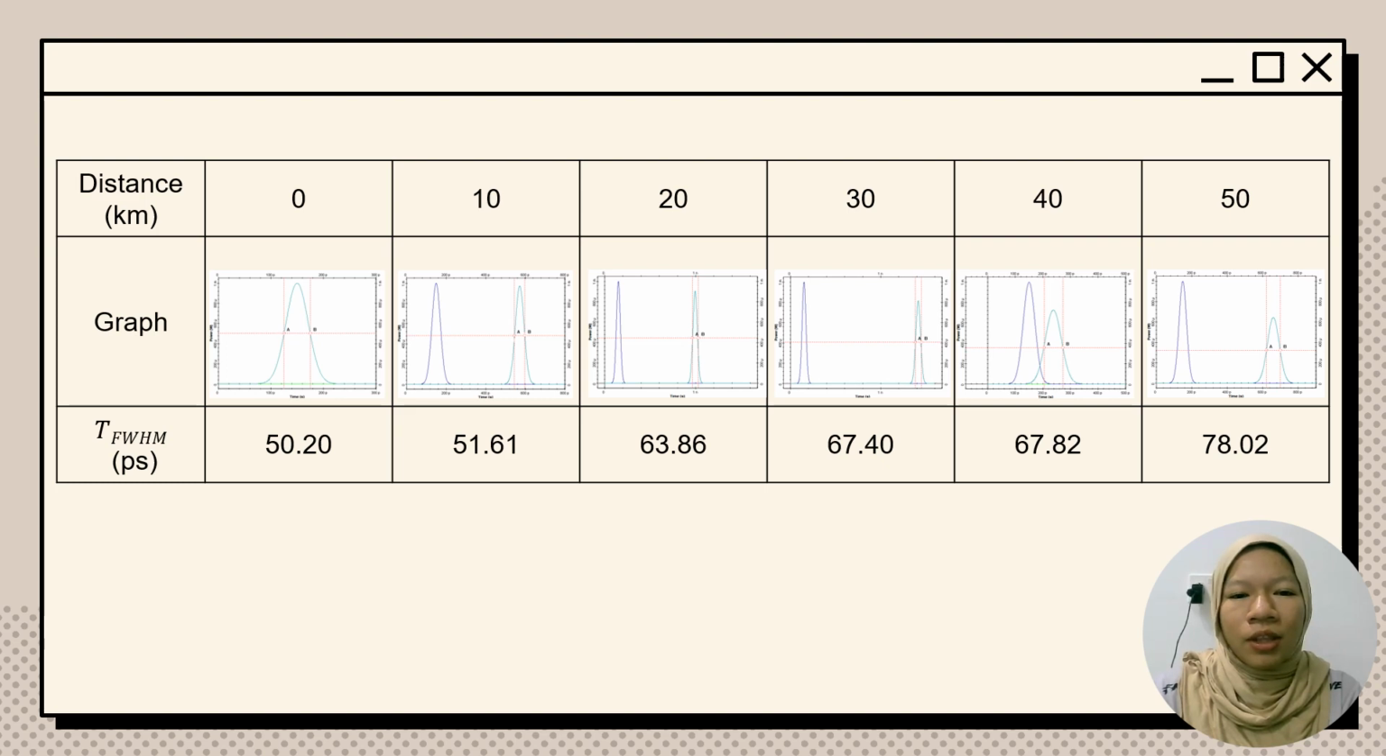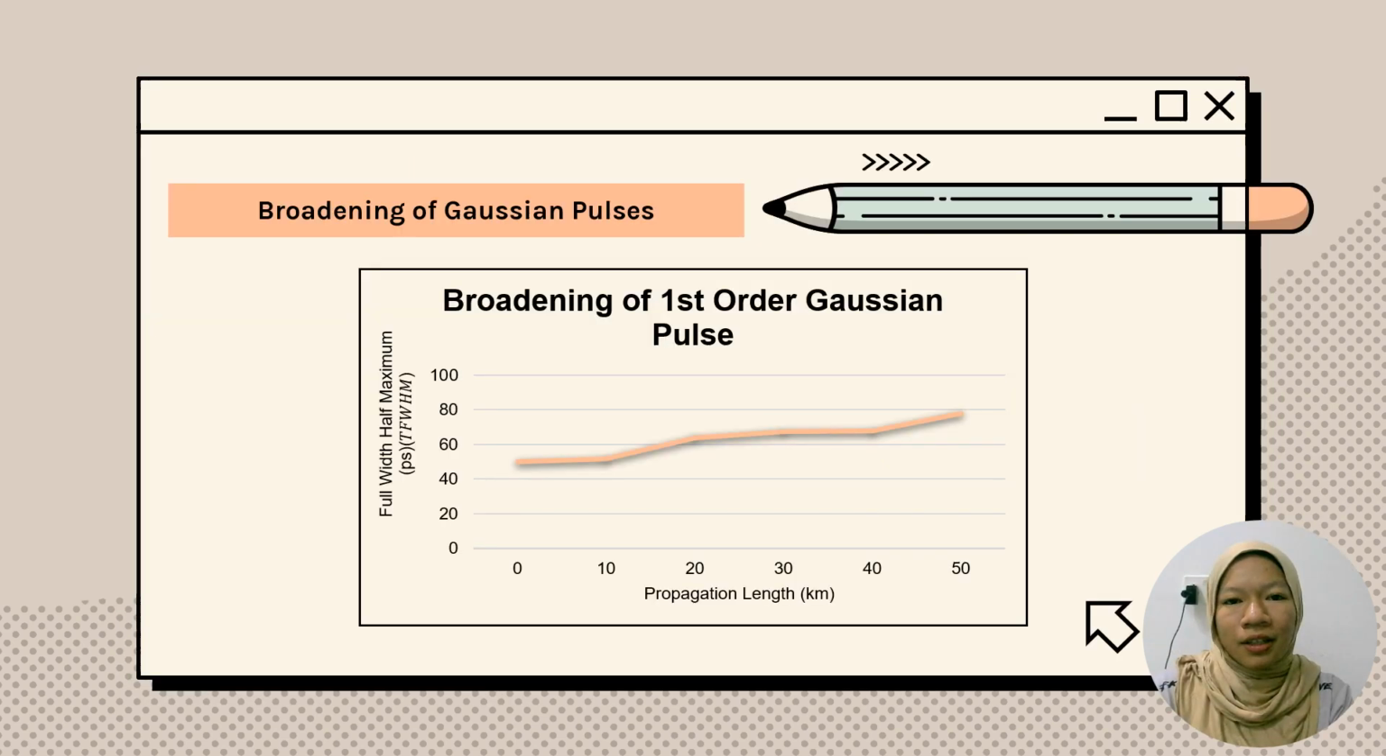For 0 km, TFWHM is 50.20 picosecond. For 10 km, TFWHM is 51.61 picosecond. For 20 km, TFWHM is 63.86 picosecond. For 30 km, TFWHM is 67.40 picosecond. For 40 km, TFWHM is 67.82 picosecond. And lastly, for 50 km, TFWHM is 78.02 picosecond. From the data obtained, we plot a graph of TFWHM versus distance.